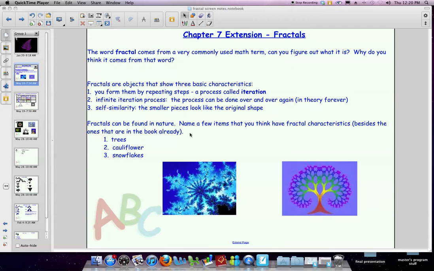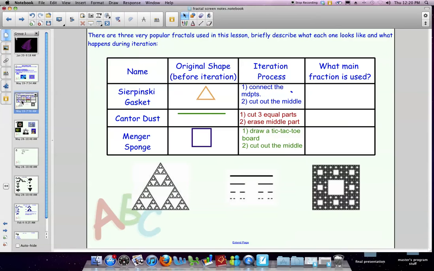Fractals can be found in nature. A few of the items that come to mind are trees in general, snowflakes, and cauliflower and broccoli also grow in the form of fractals. There are three very popular fractals that we're going to use in this lesson, mostly because they're the easiest ones to draw. The more complex ones require computer imaging to create.